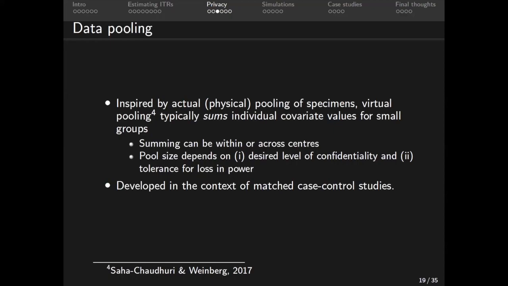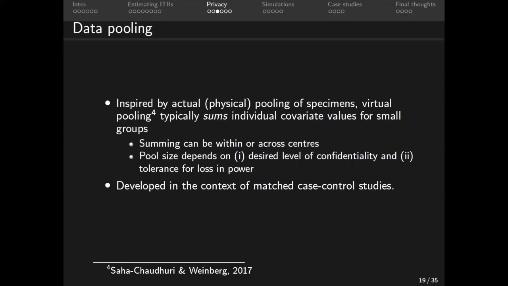I'm going to add up the ages of 5 people, and I will share the sum of these 5 people's ages, and I will do that for lots and lots of groups of 5. But I do it for their age, and I do it for their blood pressure. Every covariate that's of interest, we pool it. Okay? And we can choose this to be done in different ways. So we can have big pool sizes or small. The bigger the pool size, the more privacy, but also the greater the loss of power.